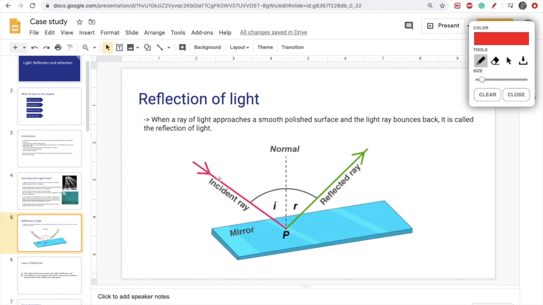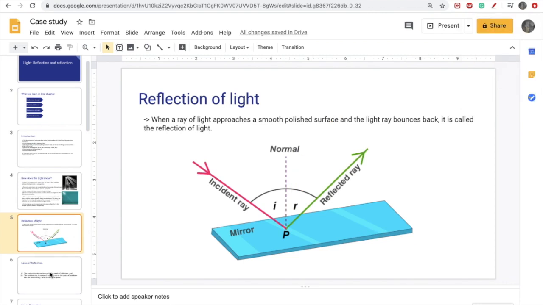Okay, so light has come like this. It could have gone somewhere like this, like this, like this. But why does it always go like this? Or sometimes it goes like this also. So we need to learn that, because if we don't know where the light will go, then we can't capture any image, correct? So for that, there are laws of reflection.